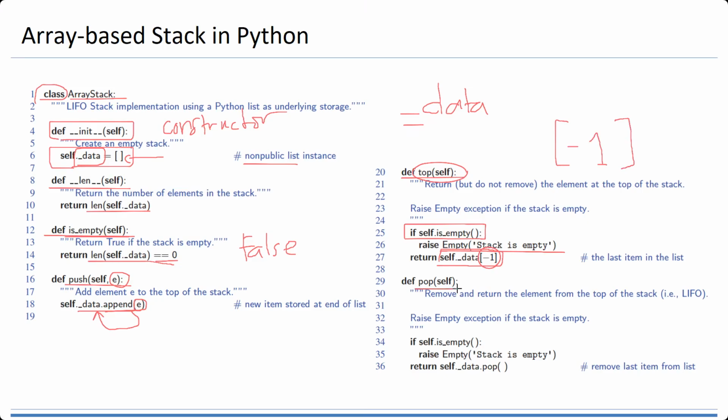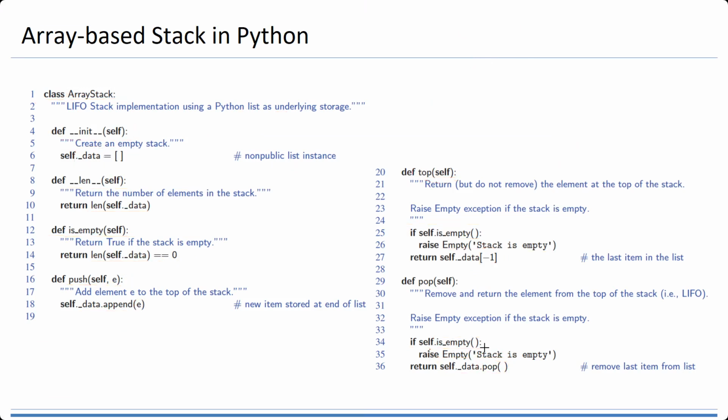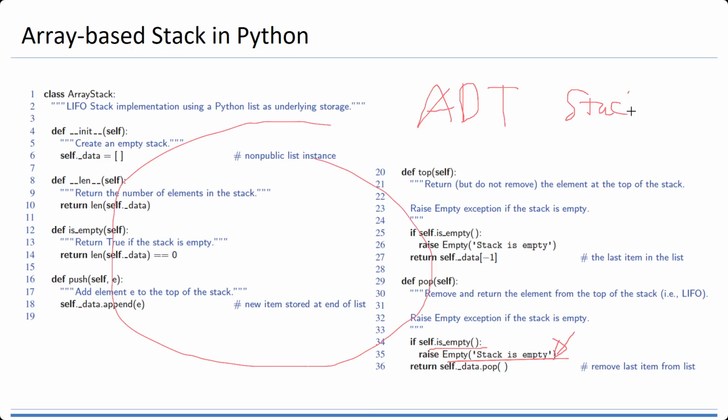Pop. It means I'm going to remove the item. Before removing the item, first I need to check, is there any item in the list or in the stack? If the stack is not empty, then pop. In Python, we have a function pop, which just removes one element from the list. If you still remember when we first learned about lists, we can use pop to remove the last element in the list. However, if it is empty, then let's raise the empty exception and print that the stack is empty. So we call this the ADT of stack, and we are using the array to implement the stack.